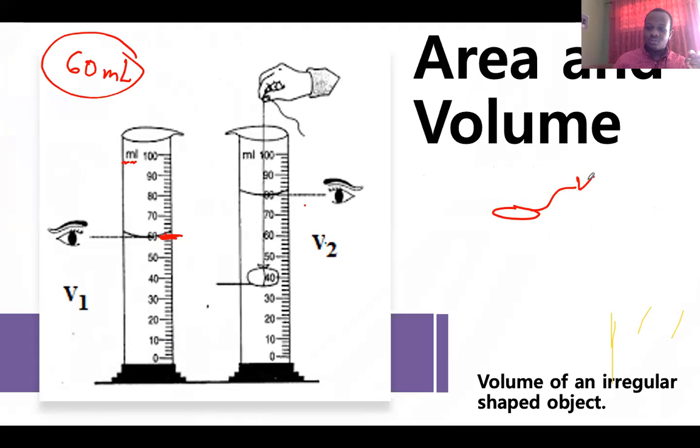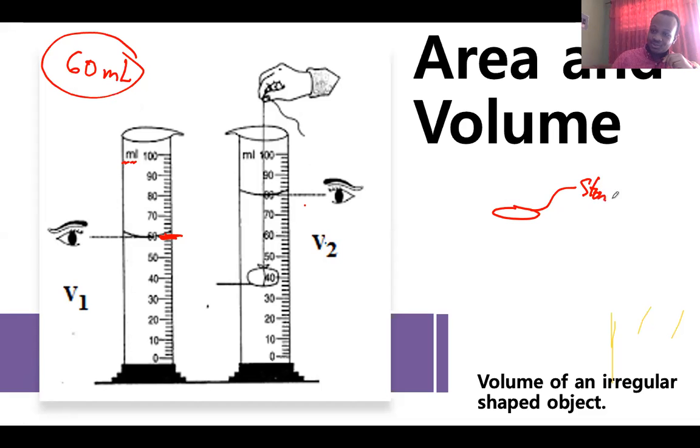We want to know the volume for the stone. We don't know the volume, right? I'm sorry for my horrible writing. Let me just erase that quickly.